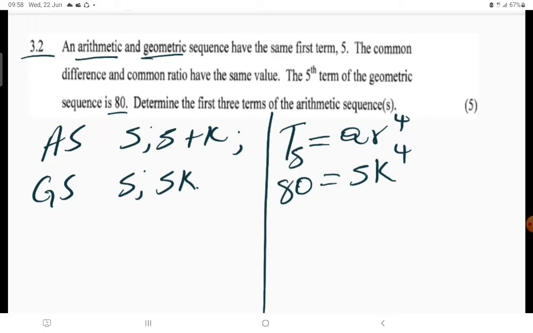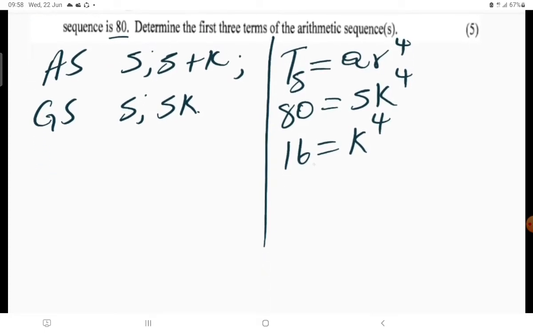So moving on by solving the value of K, which acts as a common ratio or the common difference because they share the same thing. When you divide by 5, 80 gives 16, so 16 is equal to K to the power of 4. So let's solve for K. Let's apply the fourth root on both sides. Then you will get plus or minus 2 is equal to K.